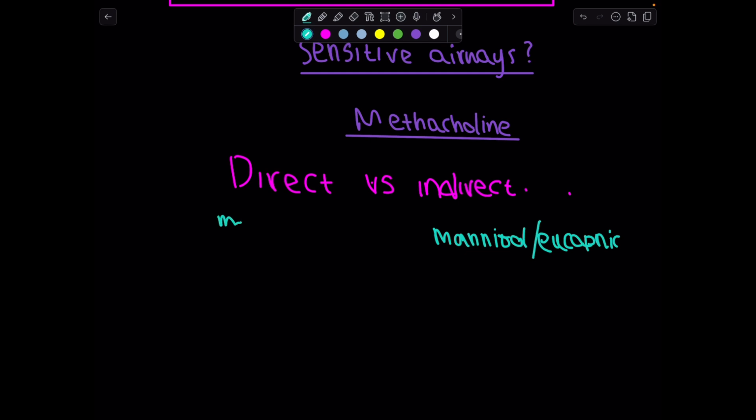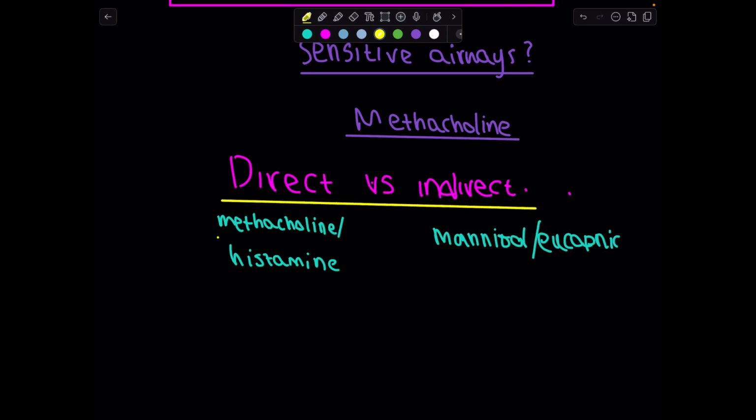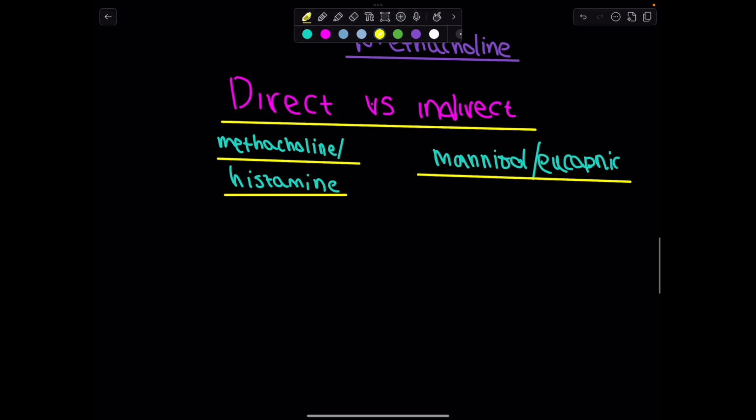Okay, let's clear up why mannitol and eucapnic voluntary hyperventilation are called indirect challenge tests. Indirect tests, like these, trigger asthma symptoms by mimicking natural conditions that cause airway narrowing, rather than directly irritating the airways. Mannitol works by dehydrating airway cells, which releases inflammatory mediators like histamine, indirectly causing airway constriction in people with asthma. Eucapnic voluntary hyperventilation involves rapid, deep breathing of dry air while maintaining normal carbon dioxide levels. That's the eucapnic part, which stresses the airways and triggers narrowing, similar to exercise.